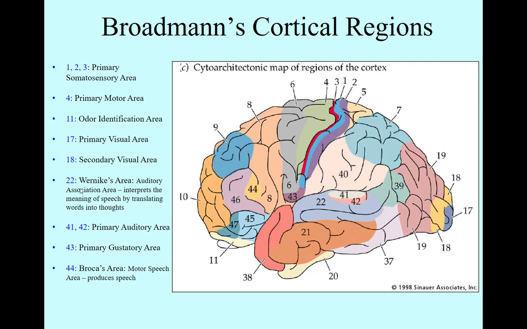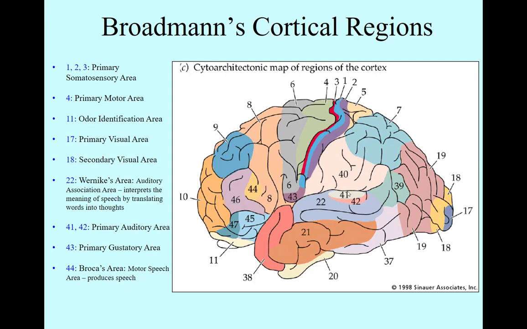All right. We have Wernicke's and Broca's areas. These two areas affect speech. Wernicke's interprets the meaning of speech, and Broca's produces speech. So people who have strokes in these areas clearly have problems in these particular speech aspects.